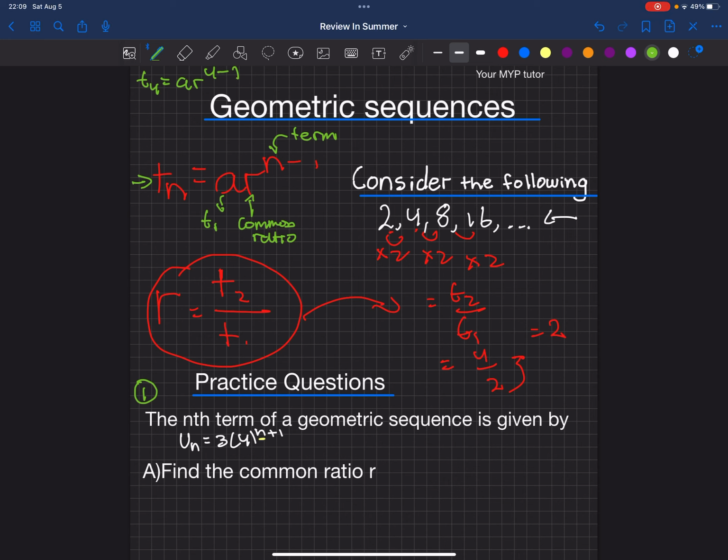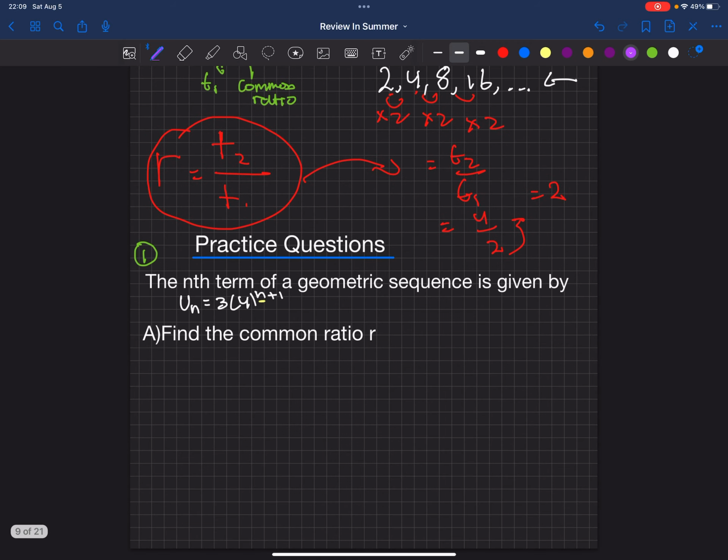Another thing I want you to note is that geometric sequences only deal with multiplication and division, whereas arithmetic sequences deal with addition and subtraction, because they have common differences, whereas geometric sequences have common ratios. Okay, let's move on to question 1.